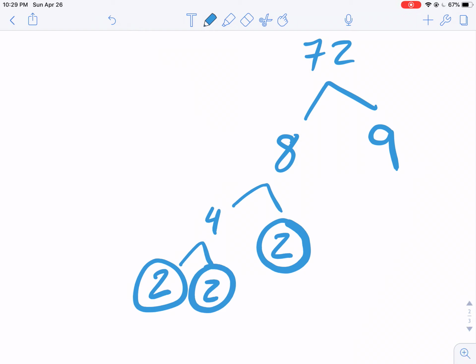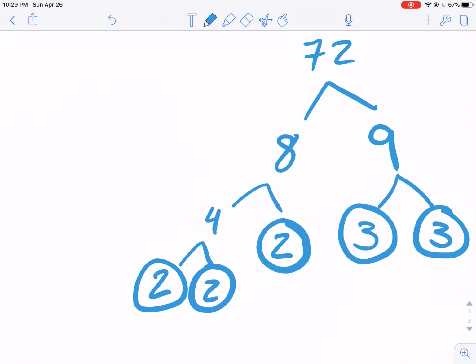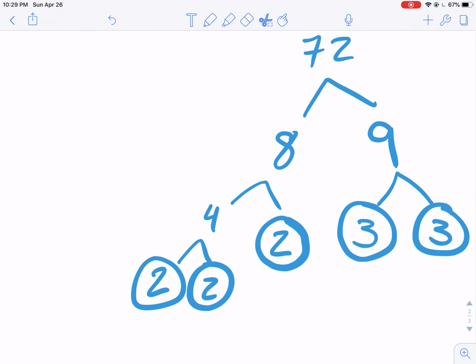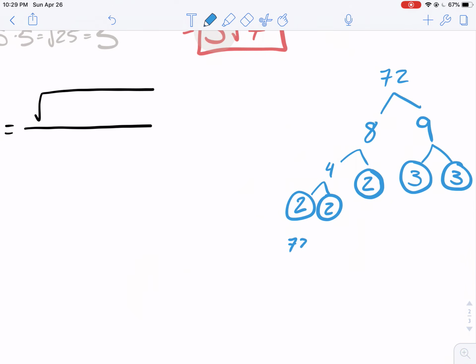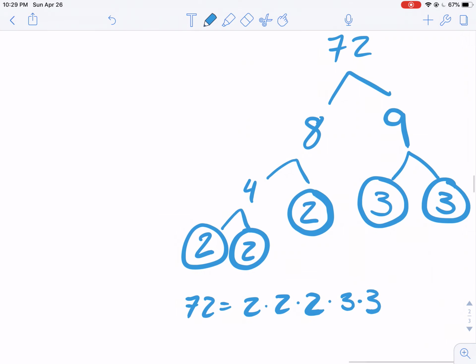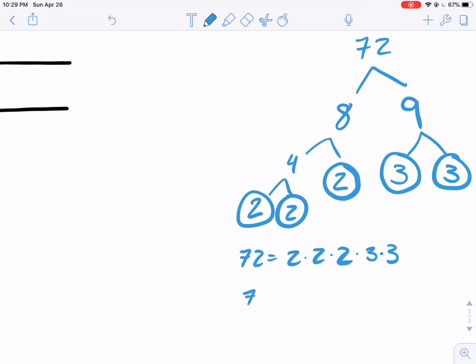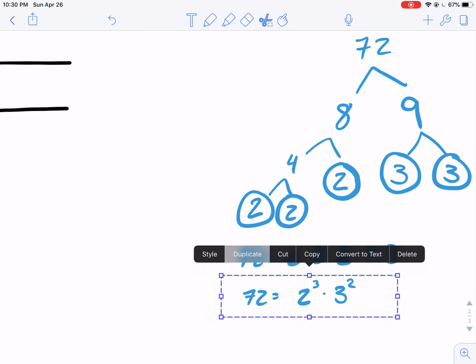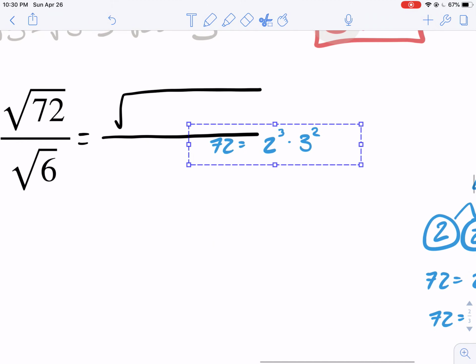Done and done. Now 9 is not prime. We can split 9 into 3 times 3. Now that all of our factors are prime, we say that 72 is three 2s and two 3s. Or, if you're like me, you like to write that 72 equals 2 to the third power times 3 to the second power. And we're going to use this fact to help us simplify our radical.